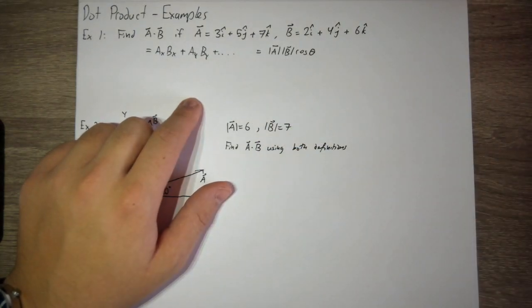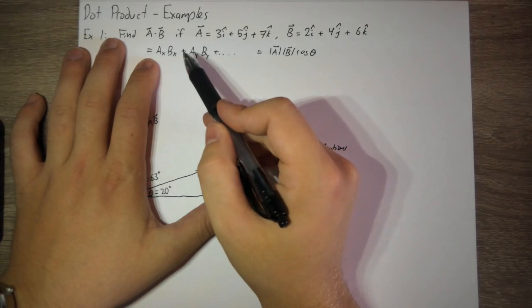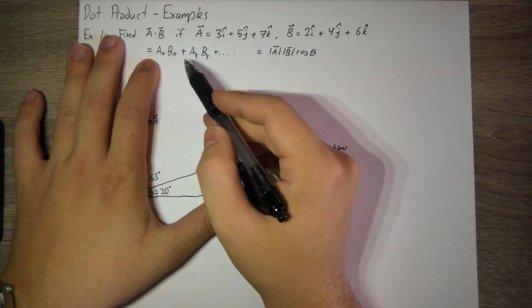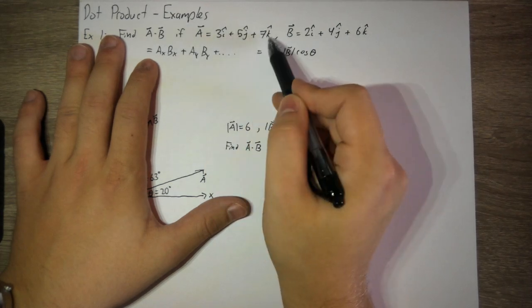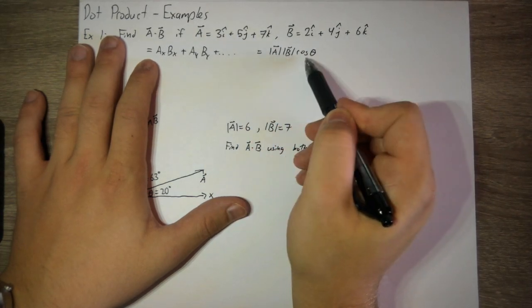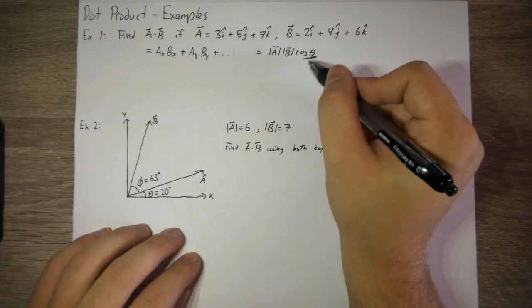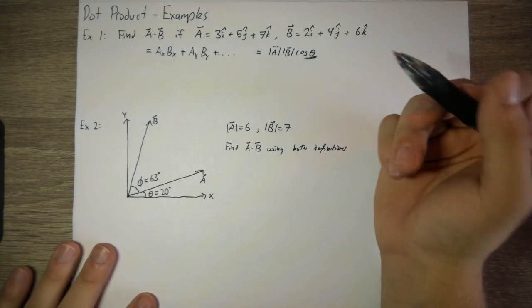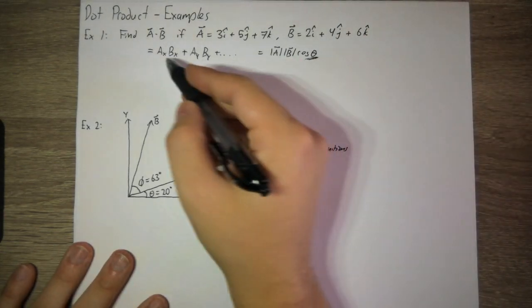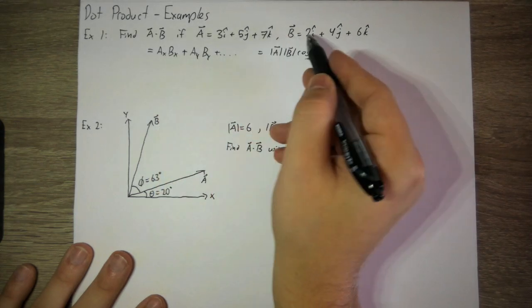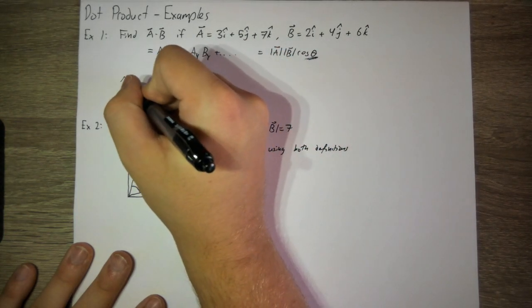In this case, we have to use our component definition because while we could solve for the magnitudes of these vectors, we don't have any information on an angle. So the geometric definition we can't use. But we know all our components, so we can simply plug in the numbers.